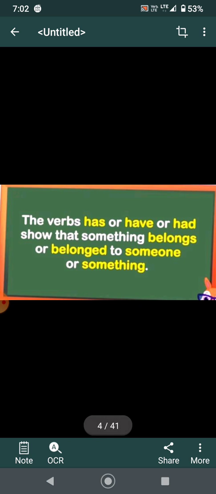Now, first of all, I take has and have. The verbs has, have or had show that something belongs or belonged to someone or something. Means I have, you have, she has, he has. Means somebody is having something. So it shows the belongingness. So the meaning of has, have and had is that it shows the belongingness, that something belongs to someone.